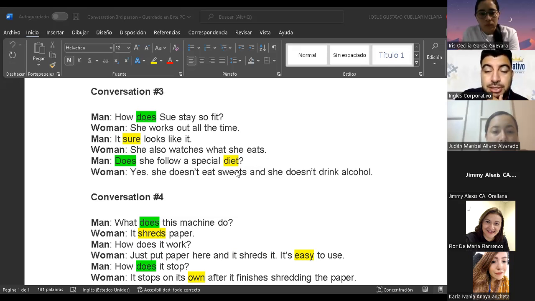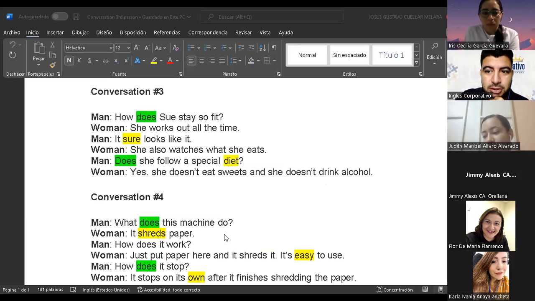Does she follow a special diet? ¿Sigue alguna dieta especial? Diet. Yes, sí, ella no come dulces y no bebe alcohol, como todos ustedes. Okay, so very important. She doesn't eat sweets and she doesn't drink alcohol. Okay, that's short diet. And here we have number 4.